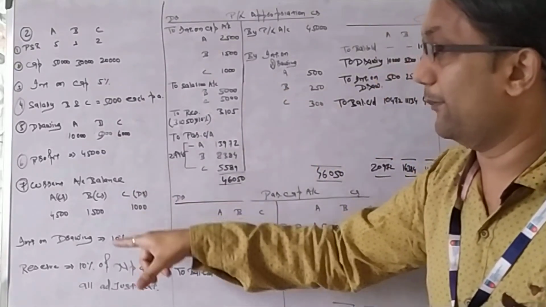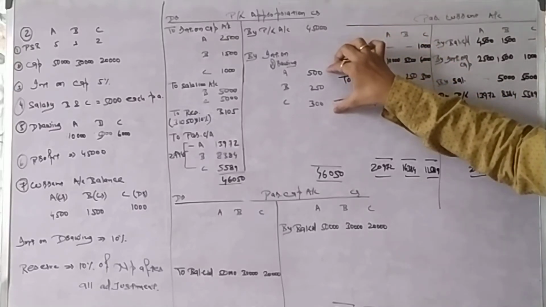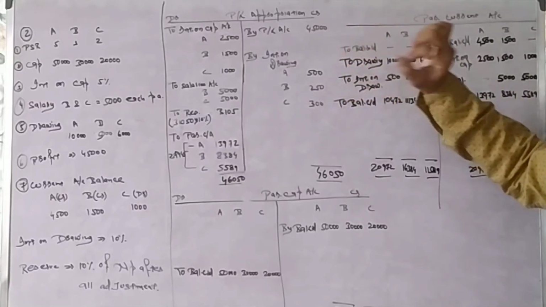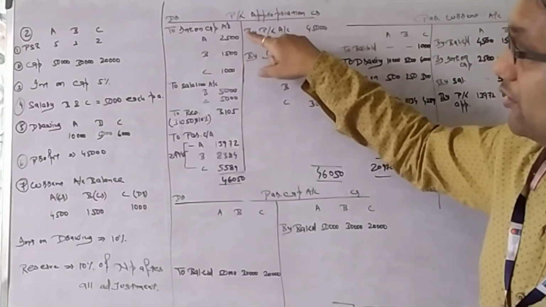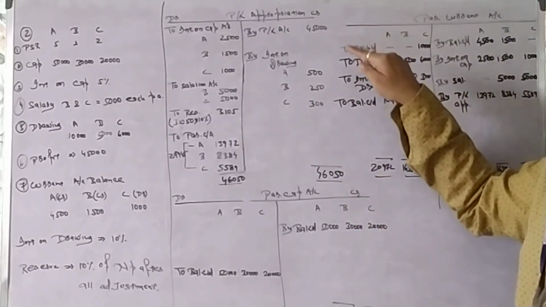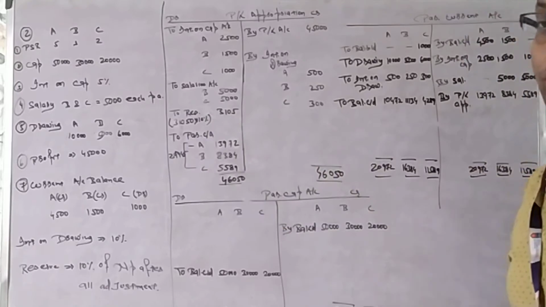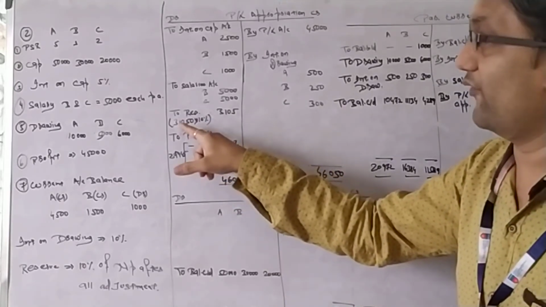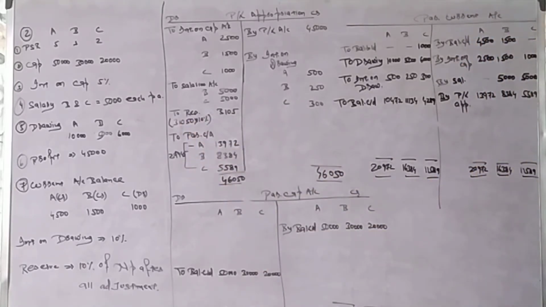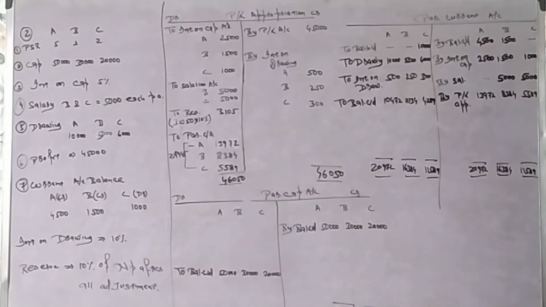Reserve, they have told you, is 10% after all adjustments. So 45,000 plus interest on drawing 1,050 minus 2,500 minus 1,500 minus 1,000 minus 5,000 minus 5,000. That means P&L plus interest on drawing minus interest on capital minus salary. We are getting a figure of 31,050. You can calculate it. That is 31,050 into 10%, that is 3,105 will be reserved.